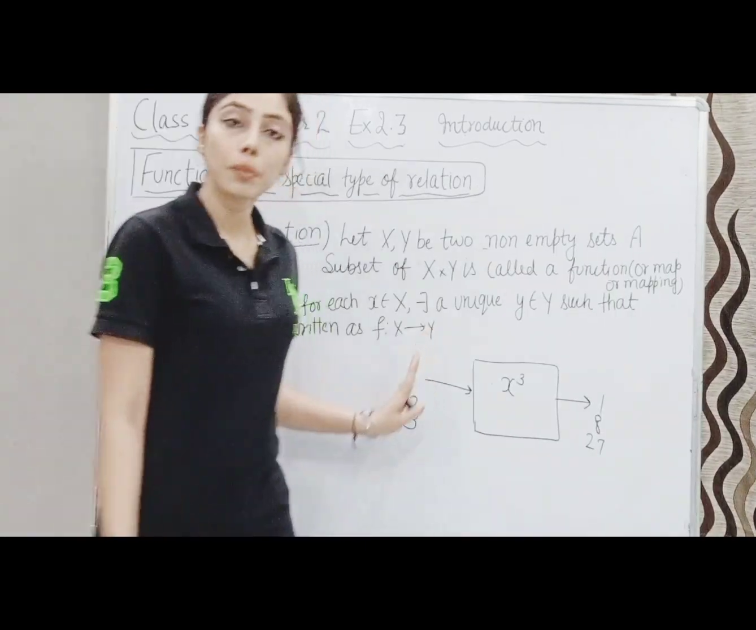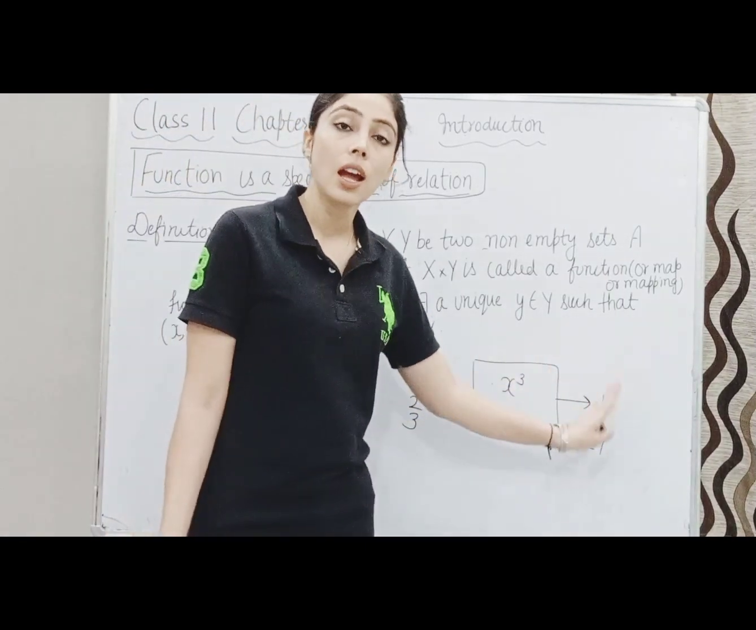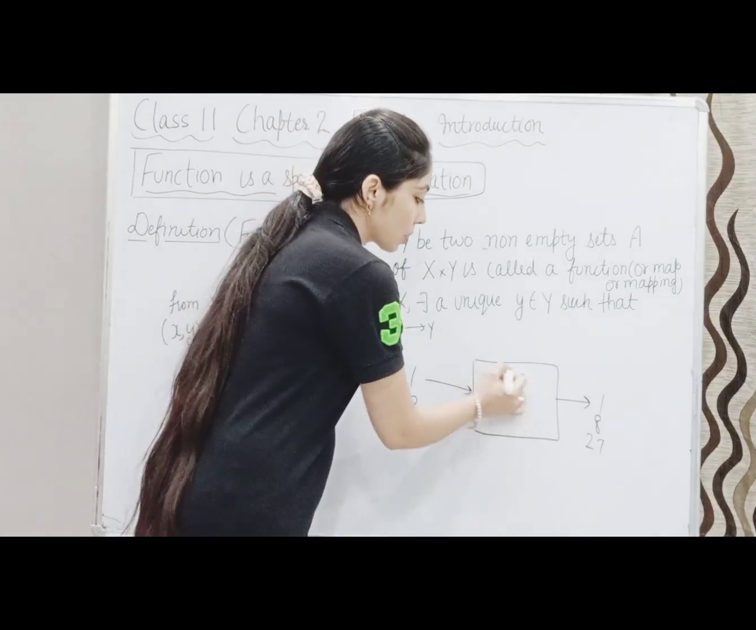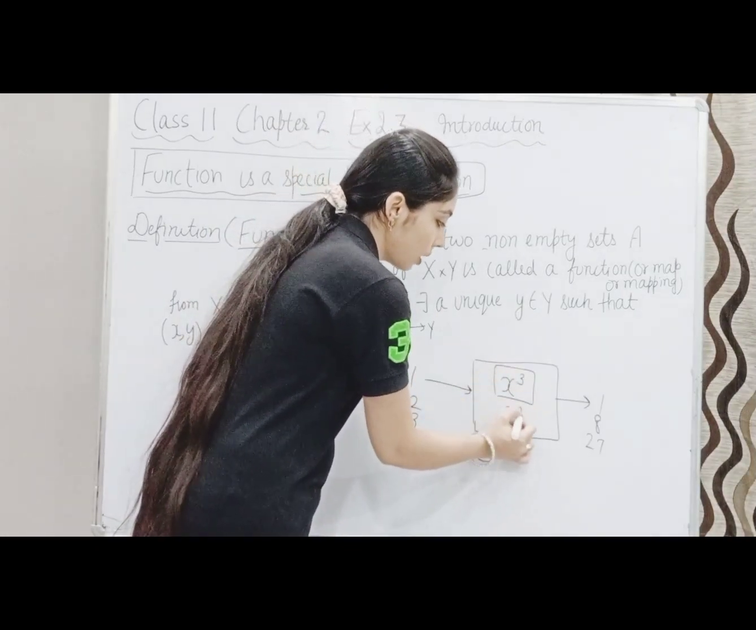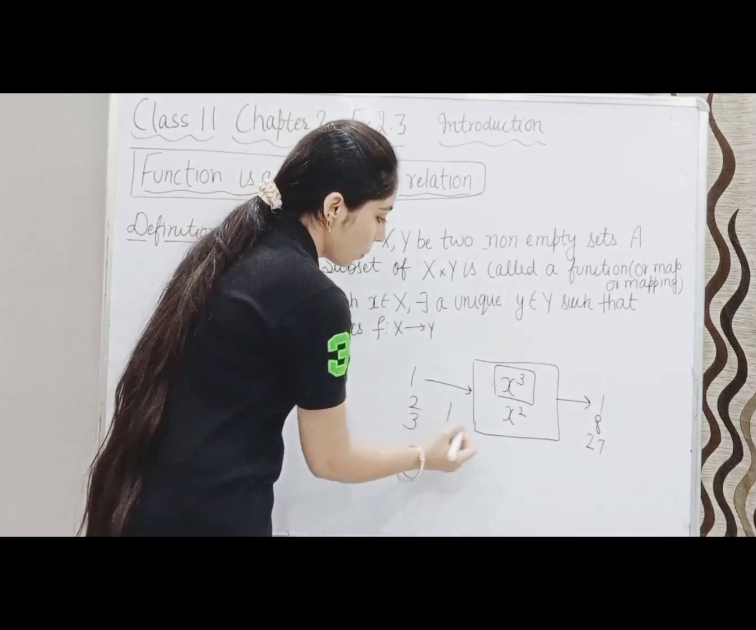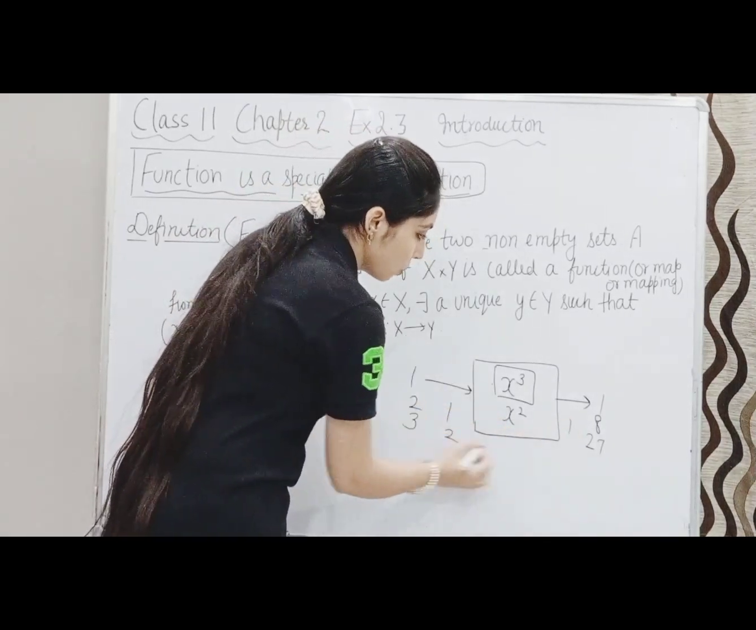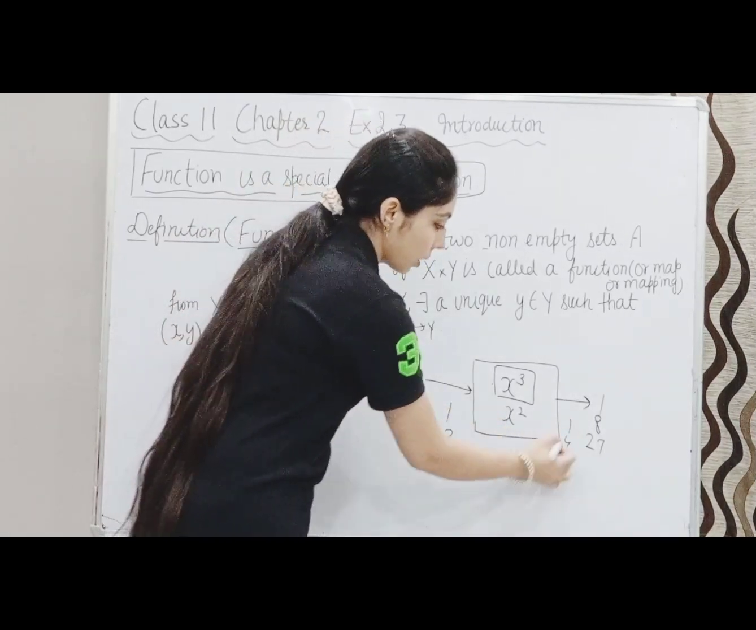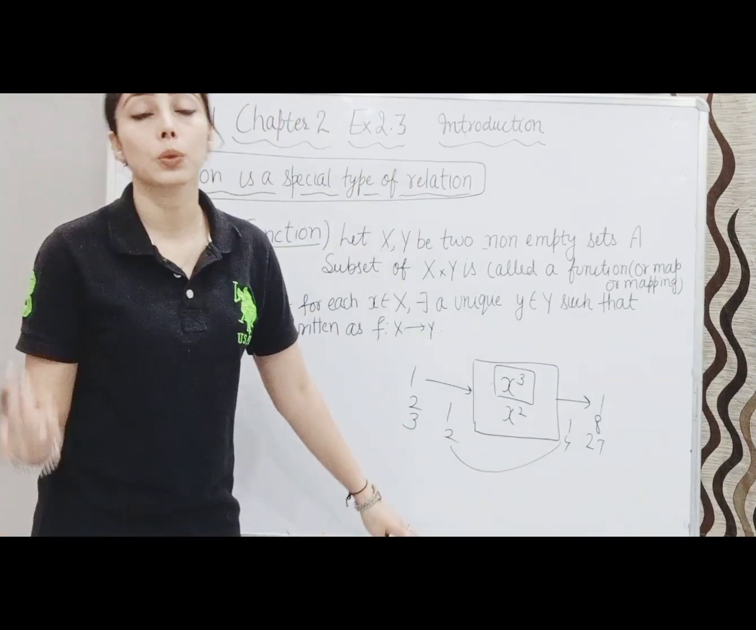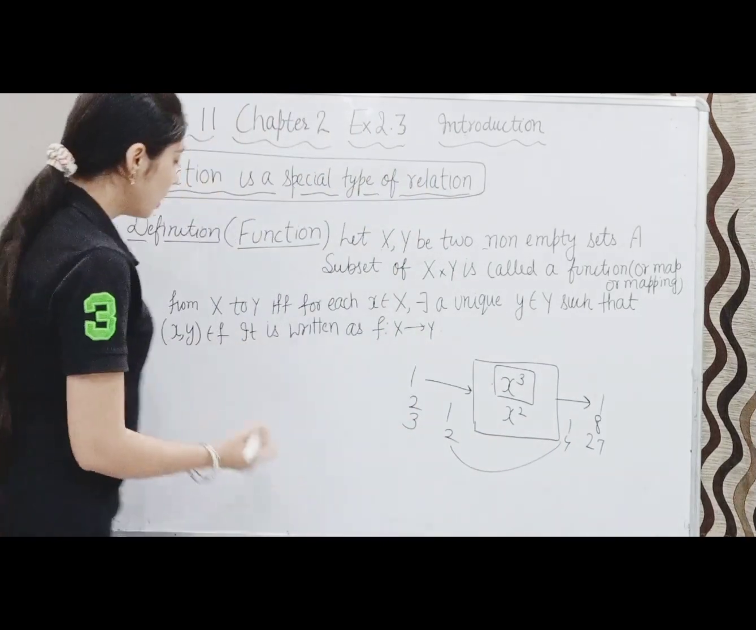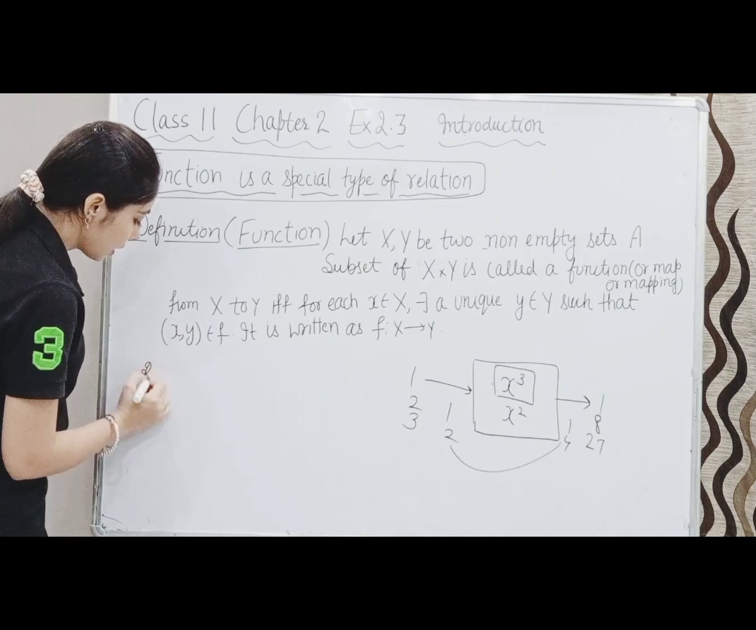If we give some input, we get a particular output according to the machine. If it is x square, then 1 changes to 1, 2 changes to 4, according to the functioning of the machine. Okay, so we can take some other example.